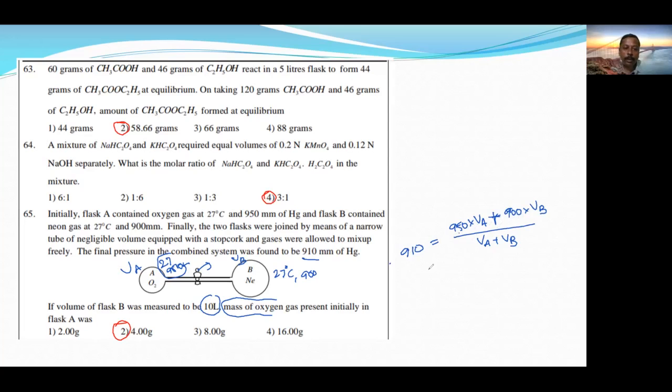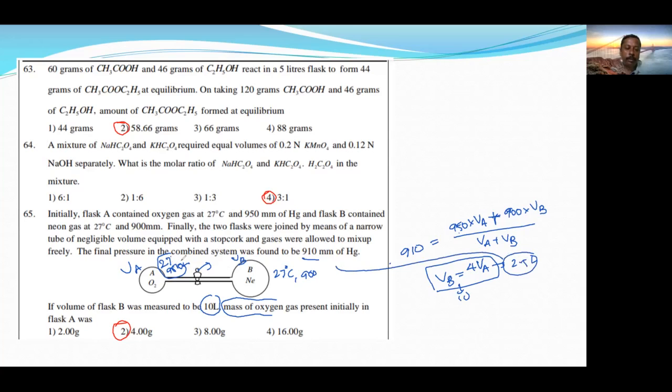By simplifying this ratio, you can find VB by VA. You will get 4. So VB is equal to 4 VA. What is given to us? The flask B is given as 10, therefore VA will be 2.5 liter.